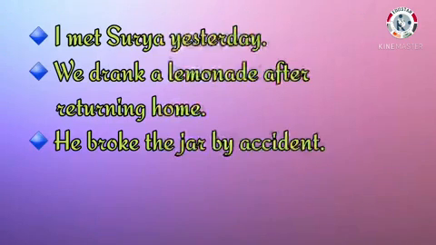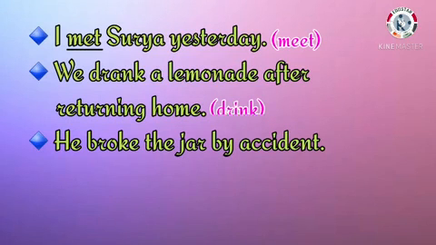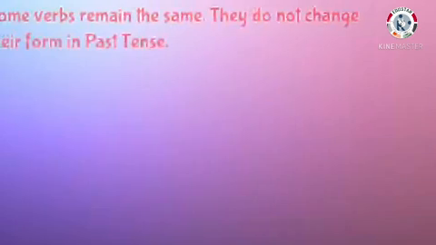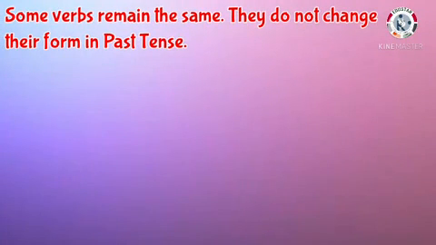In sentences, I met Surya yesterday. Here meet becomes met. We drank a lemonade after returning home. Here drink becomes drank. He broke the jar by accident. Here break becomes broke. There are some verbs that don't change their form at all when used in the past tense.